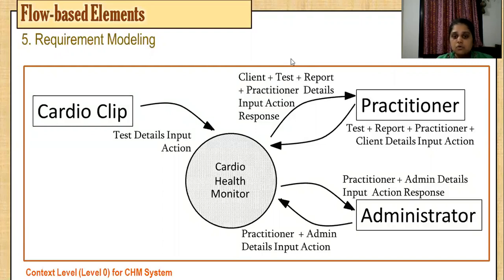In level 0, you are supposed to represent all the users of your system, or external entities of your system. As I said, it can be a person, it can be hardware, or it can be another software. So I have represented the users of my system and the hardware that I'm using in my system. This is called a bubble, and as it is level number 0, this particular bubble is named 0. Now this 0th bubble will have the name of your system written here. It can be CHM or it can be cardio health monitor, whatever you wish.